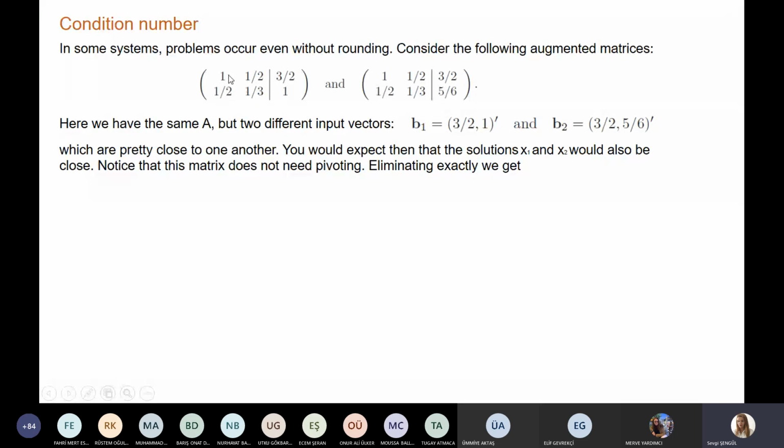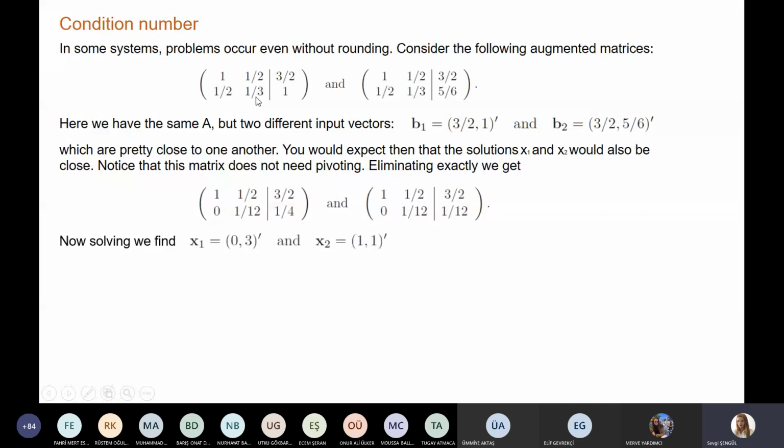If your matrix is good enough, or strong enough, you can get a similar result. But look at that. Even though the inputs that we give, like the B values, are so close, the results are totally different. We don't want that. This means that our system is not robust. If I change the input a little bit, the solution is going to change a lot. We don't want that. Okay?